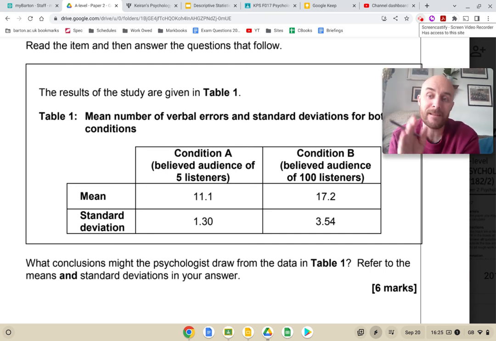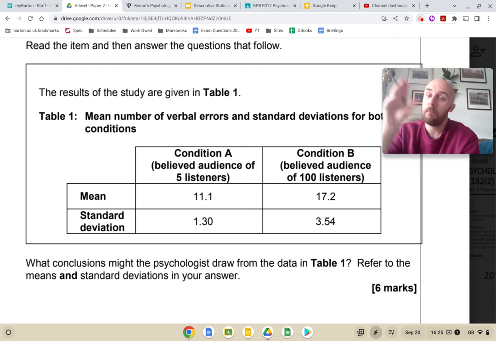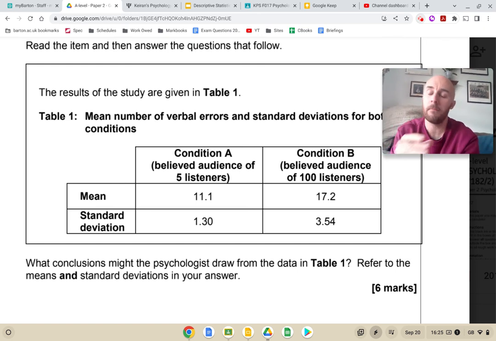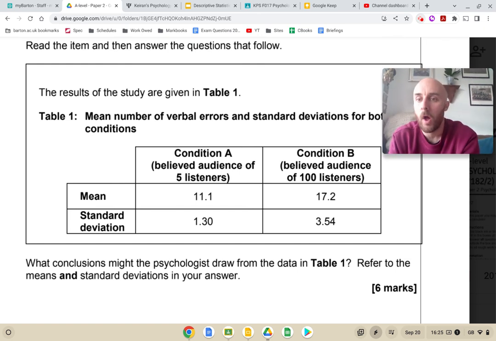You need to know mean, median, and mode, measures of central tendency, and you need to know range and standard deviation, measures of dispersion, but all five of them come under the umbrella of descriptive statistics.